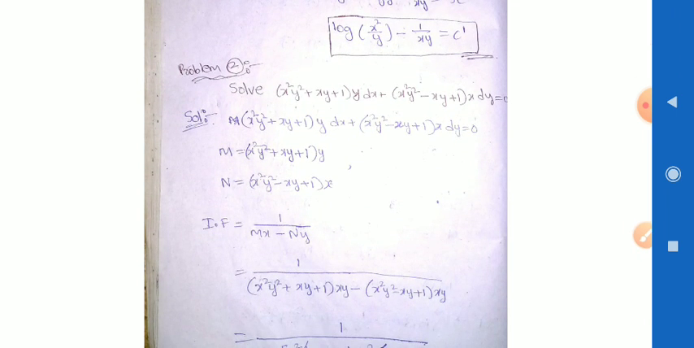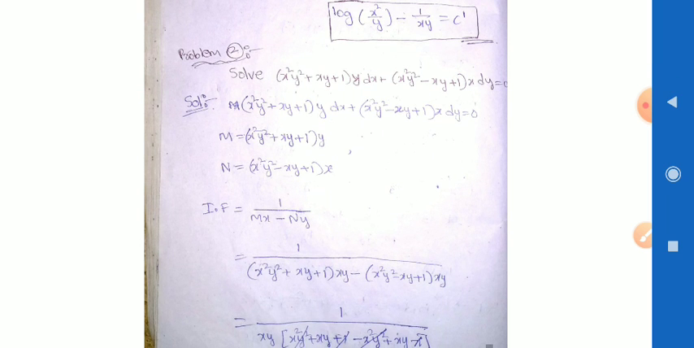Now another problem: solve (x square y square plus xy plus 1) into y dx plus (x square y square minus xy plus 1) into x dy, which is in the form of f1(x, y) into y and f2(x, y) into x. Here, this is in the form of method number 3. For method number 3 we have M equal to (x square y square plus xy plus 1) into y, and N equal to (x square y square minus xy plus 1) into x.